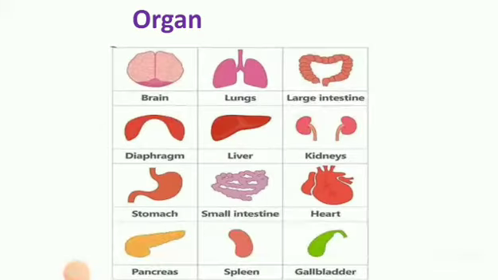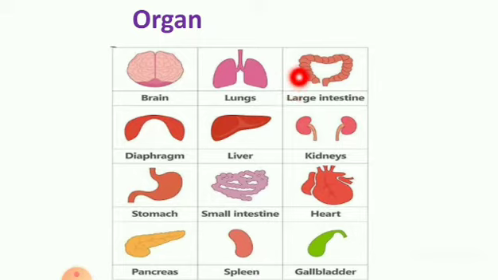Next, organ. Organs are structures made of two or more types of tissues organized to carry out a particular function. Examples: brain, lungs, large intestine, diaphragm, liver, kidneys, stomach, small intestine, heart, pancreas, spleen, gallbladder, each of which has specific functions. Most organs are made of four types of tissues. What are they? Epithelial, muscular, connective and nerve tissues. So all organs are made of these types of tissues.